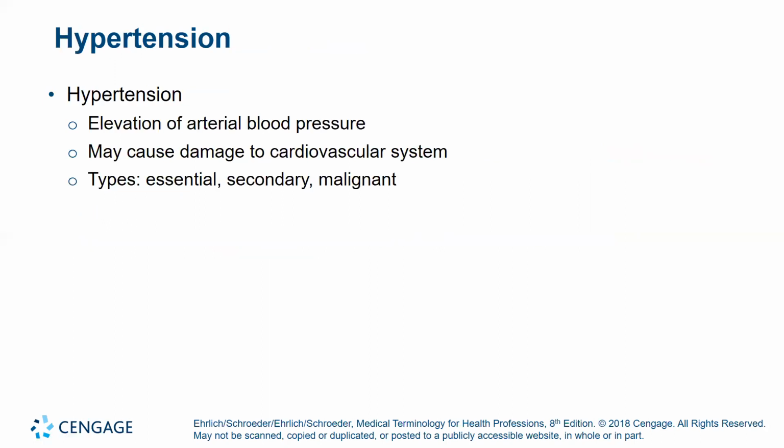Okay, moving on to hypertension. So hypertension is an elevation of arterial blood pressure. It may cause damage to the cardiovascular system. We've got a few types of them. We have essential hypertension, secondary, and malignant hypertension. This is also known as high blood pressure.